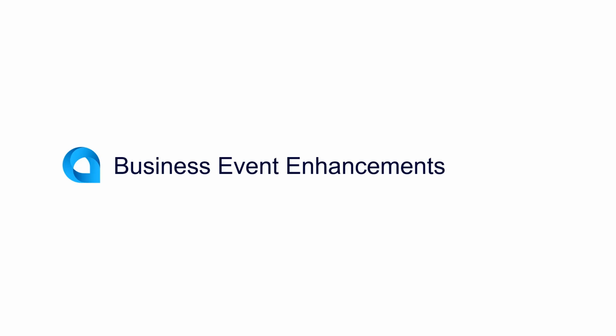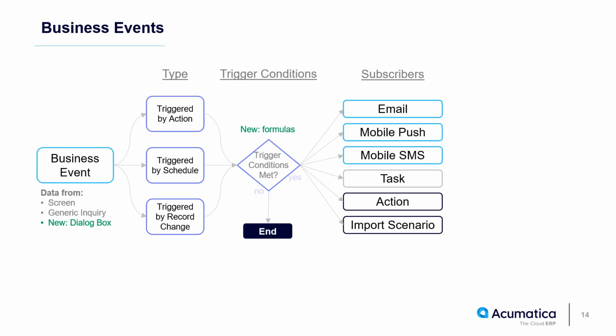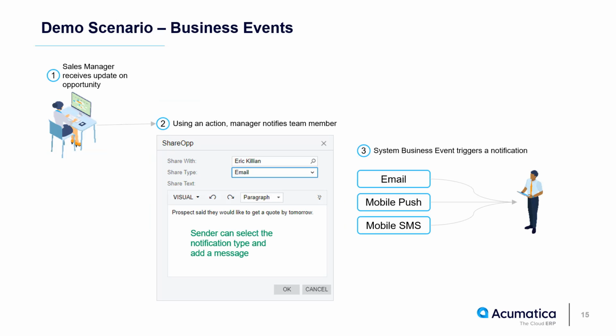Business event enhancements. Business events enable customers to automate processes and workflows without coding. Events can be triggered based on a schedule, an action, or data changes. When business events fire, they validate conditions and can trigger notifications, import scenarios, actions, and more. In 2024R1, we improved trigger conditions by allowing formulas and enabling the use of dialog box inputs within business events.